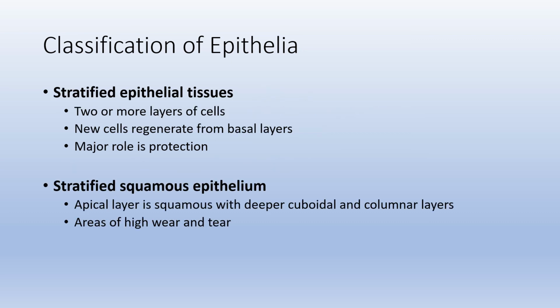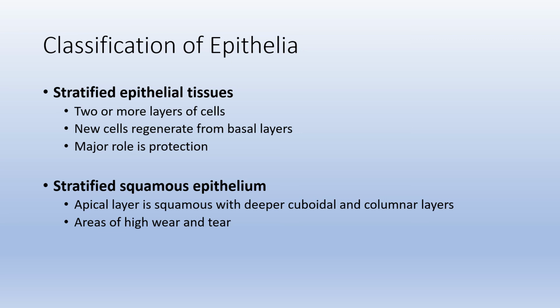Moving into the stratified epithelial tissues, again, that term stratified means more than one layer of cells. As we have many cells, again, epithelium has highly regenerative capabilities. So when a stratified epithelium is producing new cells, those cells come from the basal layers, or the bottom, and then migrate towards the apical surface. Stratified epithelium is great for protection, whether that's in areas of wear and tear or high abrasion. The first type that we will talk about is stratified squamous.